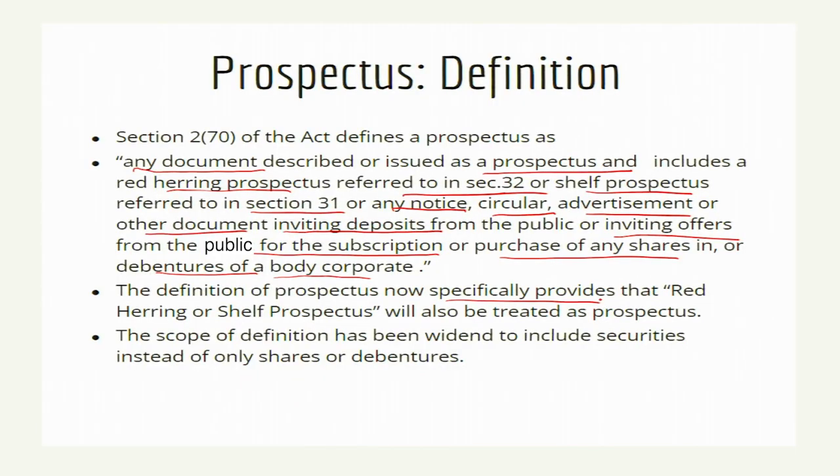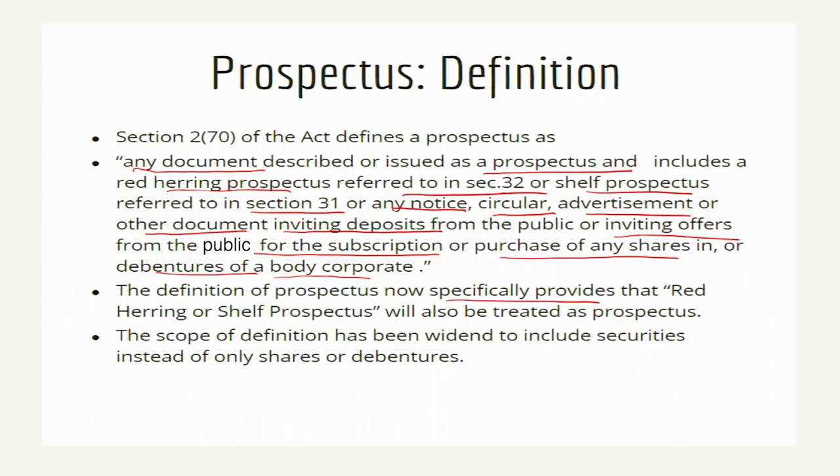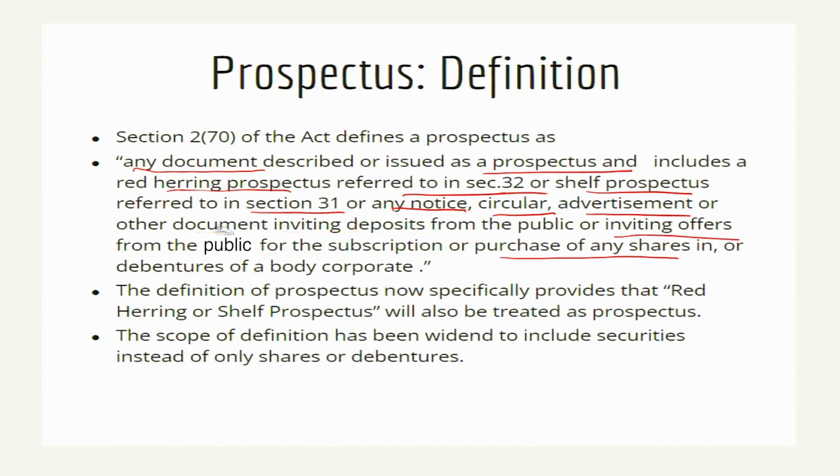The definition of prospectus now specifically provides that red herring and shelf prospectus are also included in the meaning of prospectus, and these documents are also treated as prospectus. The scope of this definition is very wide, and it includes securities instead of only shares or debentures. Every type of securities is included in this meaning, not only shares and debentures. If you invite the public, they are known as investors, and they make their decisions on the basis of the information referred to in this prospectus.